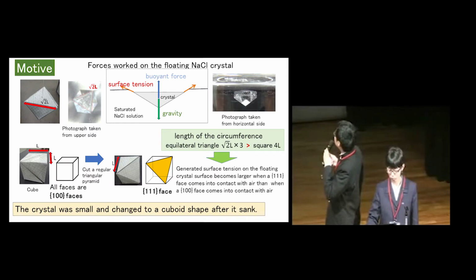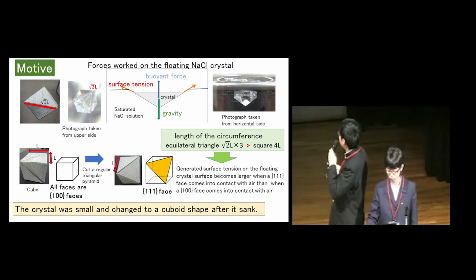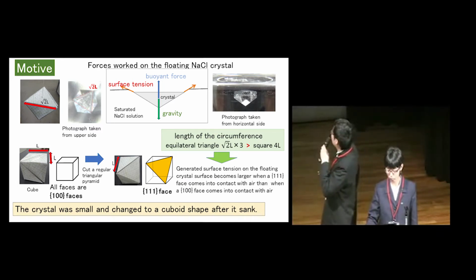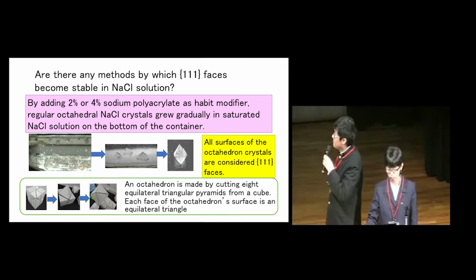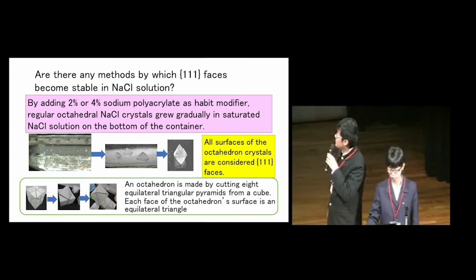Buoyant force and surface tension work on a floating NaCl crystal, and the area of the equilateral triangle is larger than that of the square. So the crystal with the 111 phase can get more surface tension. But the crystal was small and changed to a cuboid shape after it sank. We wanted a big crystal with all surfaces being 111 phases. So we wanted other methods by which 111 phases become stable in NaCl solution.